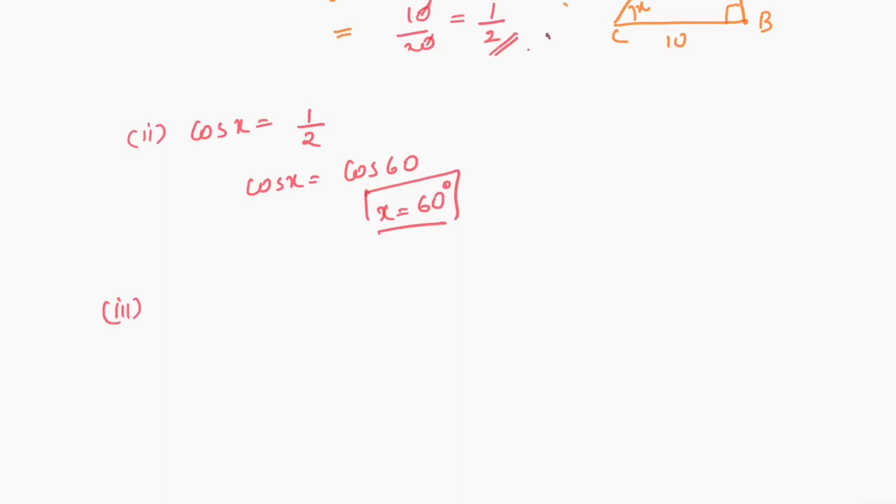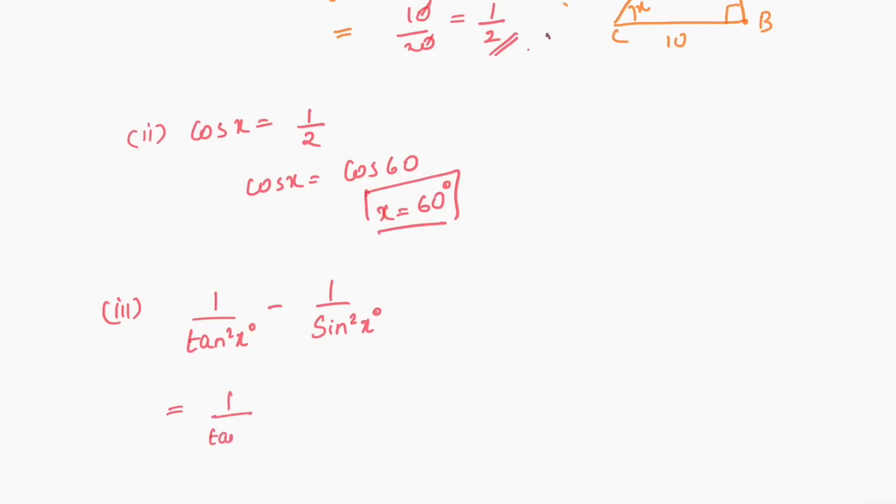Now coming to the third question. What is given to us? 1 by tan square X degree minus 1 by sin square X degree. Before that, you have one more sub question in that. Use tan X degree to find the value of Y. You know the value of X, right? X is given as 60.